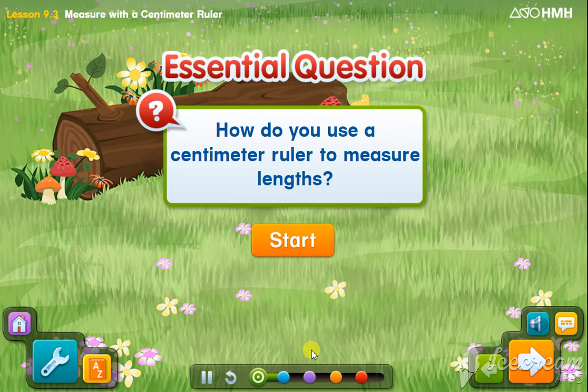Do you remember when we talked about the inch ruler? Do you remember when we talked about how we measure using a ruler? It's the same, except that for the measurement unit, we got the centimeter here, okay?